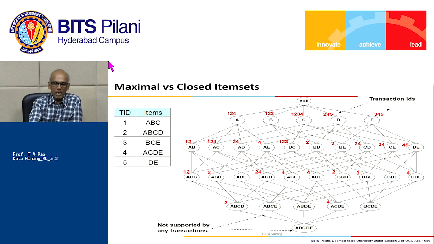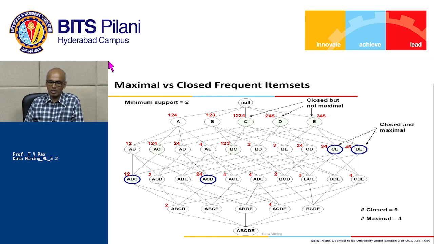And then from A, we can go to its supersets AB, AC, AD and all that. We can do the same thing, and then we can find the supporting transactions for each one of them. And then once we reach ABCDE, we see that there are some combinations for which there is just no support. So we are not concerned about that.